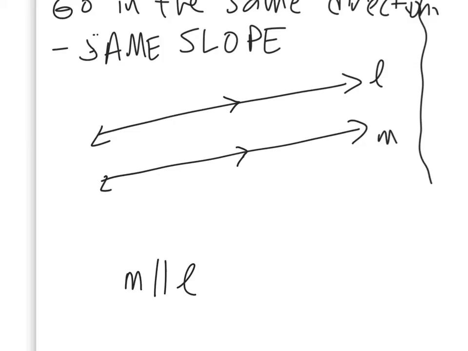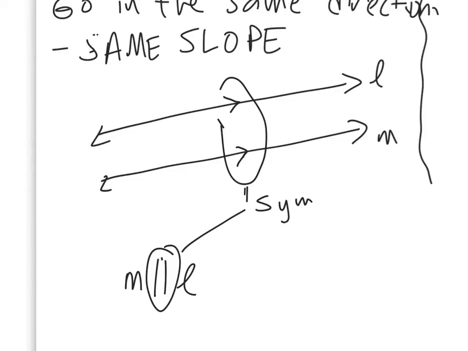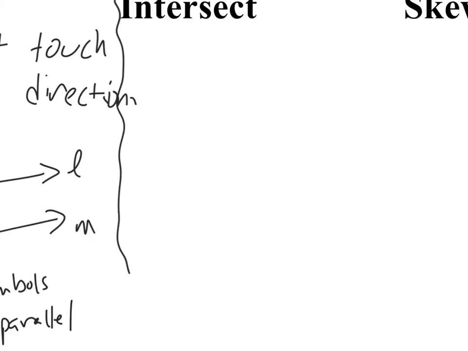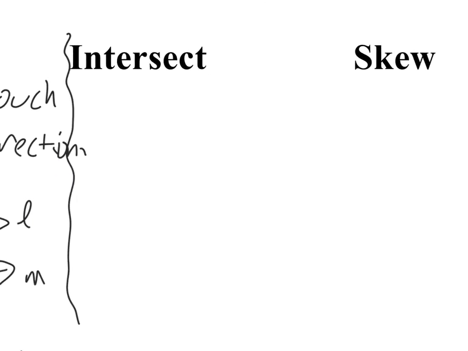And one thing I could do here, I gave you a couple symbols, all right? This symbol here with the two up and down lines and these symbols with the arrows, these are just symbols for parallel. Okay. All right, so let's go ahead and move on to what intersect means, okay?